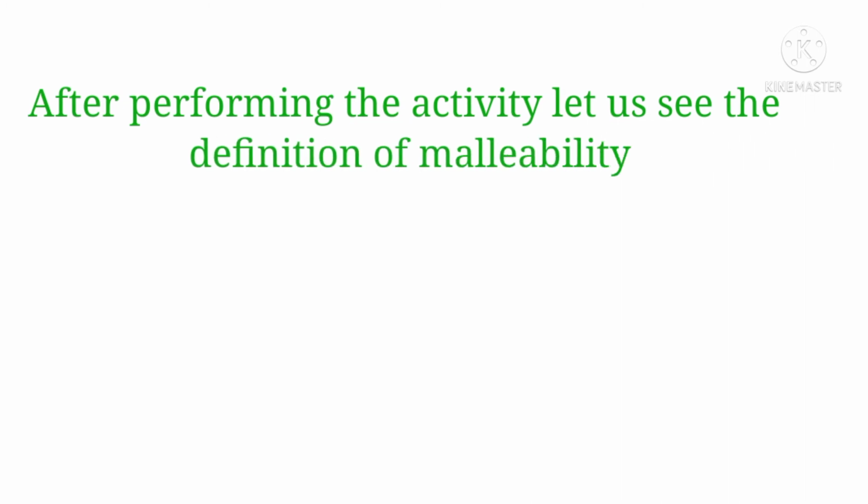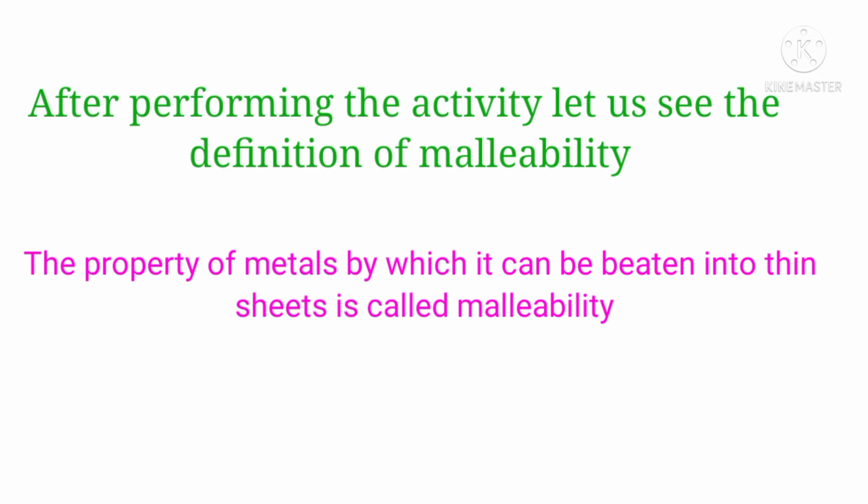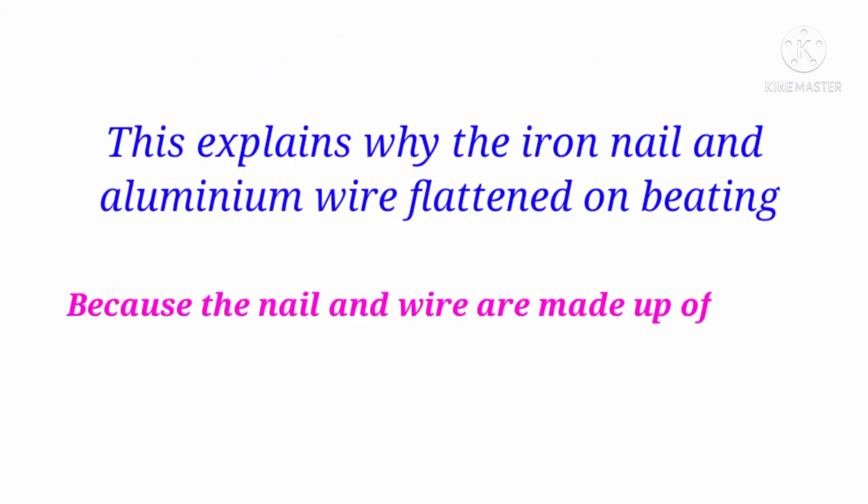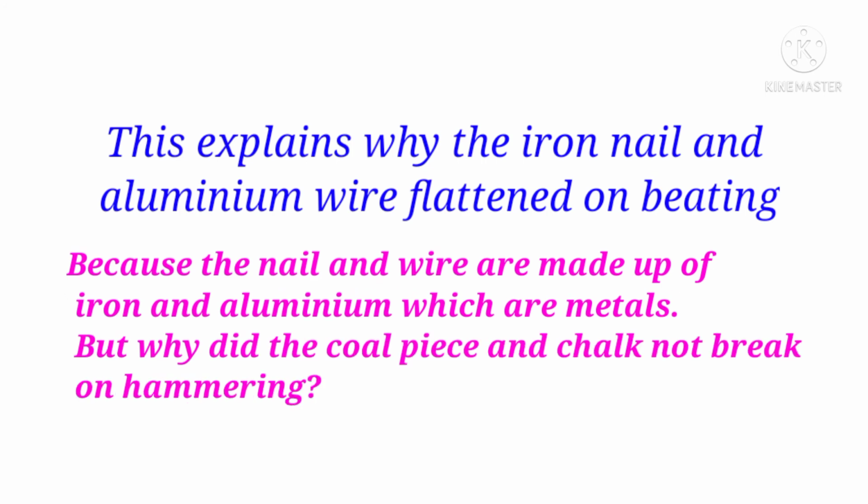Malleability. After performing the activity, let us see the definition of malleability. The property of metals by which they can be beaten into thin sheets is called malleability. This explains why the iron nail and aluminium wire flattened on beating, because the nail and wire were made up of iron and aluminium, which are metals.